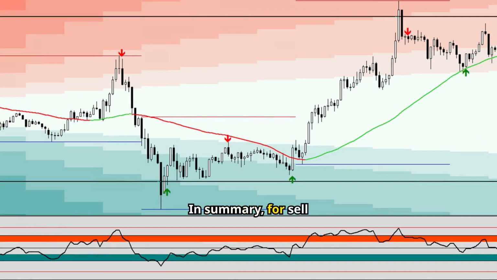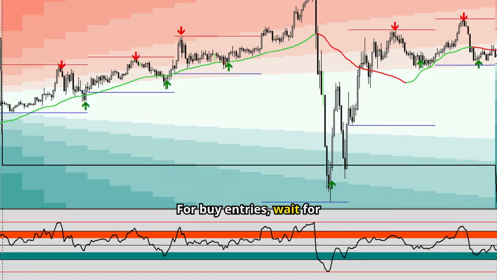In summary, for sell entries, wait for the price to be in the red zones and the RSI to make a new high for the day. Enter on a bearish candle or when you see an arrow alert. Avoid entries when the price is above yesterday's high. For buy entries, wait for the price to be in the green zones and the RSI to make a new low for the day. Enter on a bullish candle or arrow alert. Avoid entries when the price is below yesterday's low.